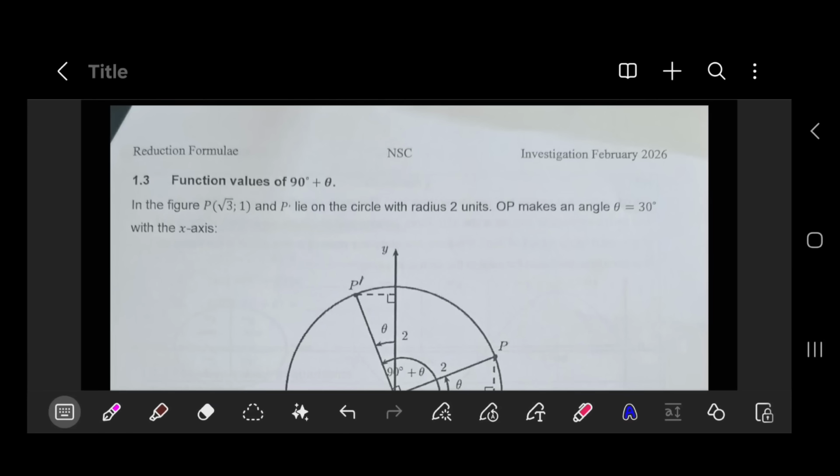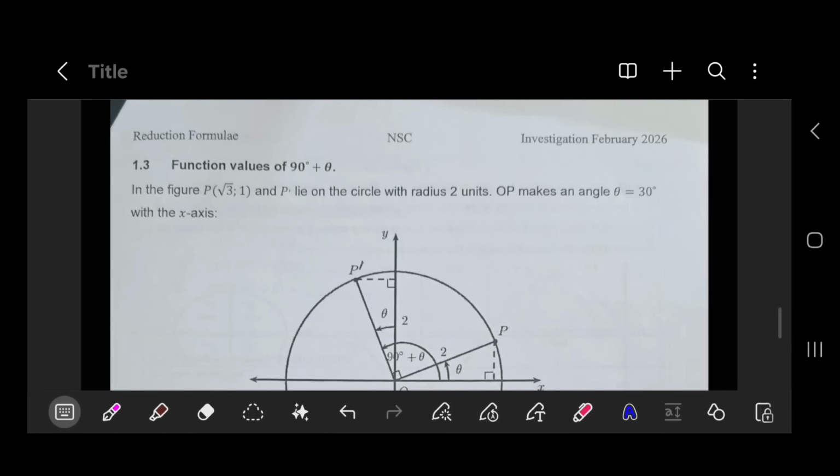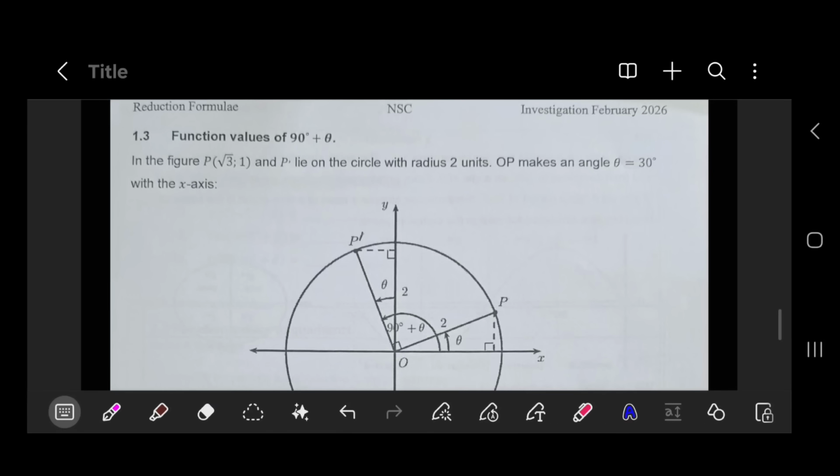Okay, let us go on to 1.3. It says in the figure, point P is square root 3 and 1. Let us fill in those values. Square root 3 and 1. Remember, square root 3 is x and 1 is y. We also notice here that the hypotenuse is 2, so this is the triangle that we're working with. Horizontal distance will be square root 3. Vertical distance will be 1.